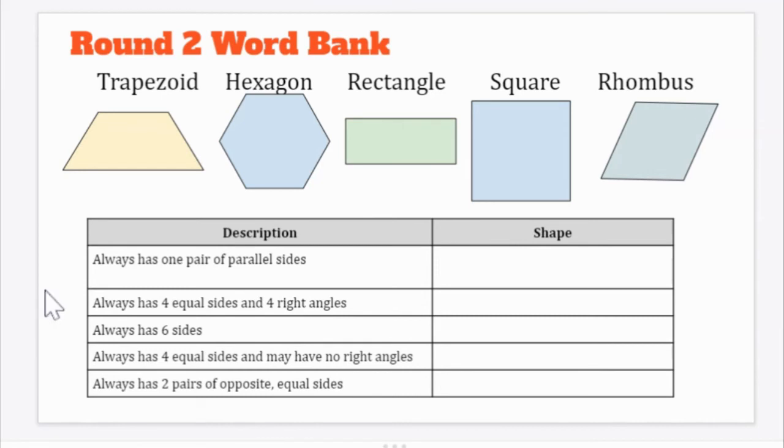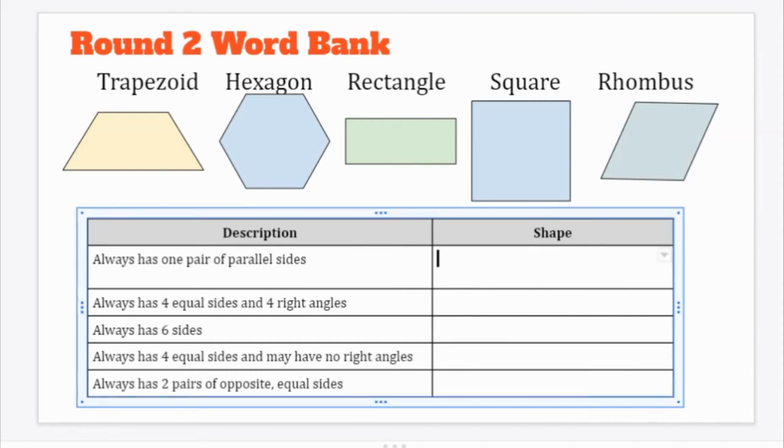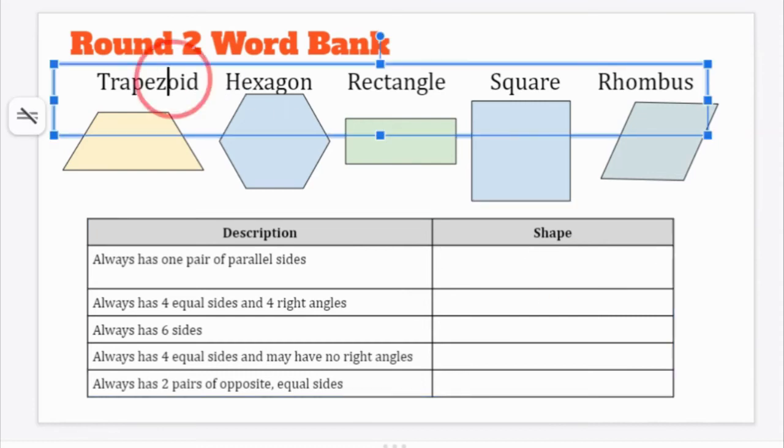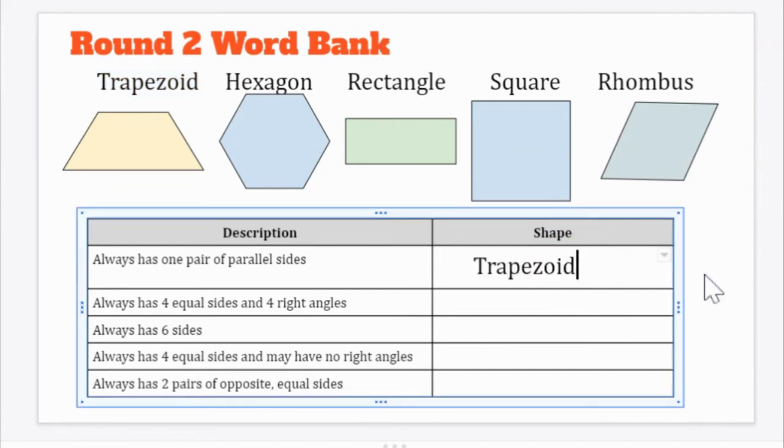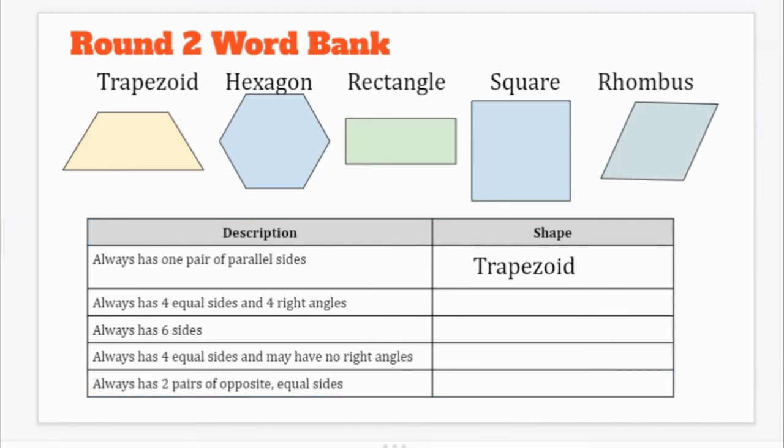So let's start with the first one. Always has 1 pair of parallel sides. Well, I know my rectangle, square, and rhombus all have at least 2 pairs. A hexagon just has to have 6 sides. Oh, but that is a special feature of a trapezoid. Let's take my trapezoid word, and we're going to add trapezoid down here. It has to have 1 pair of parallel sides to be a trapezoid. Okay, so it leaves me with hexagon, rectangle, square, and rhombus.